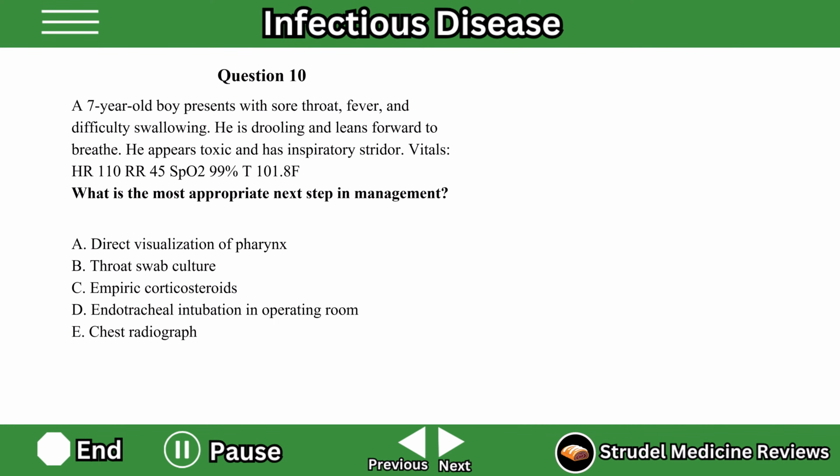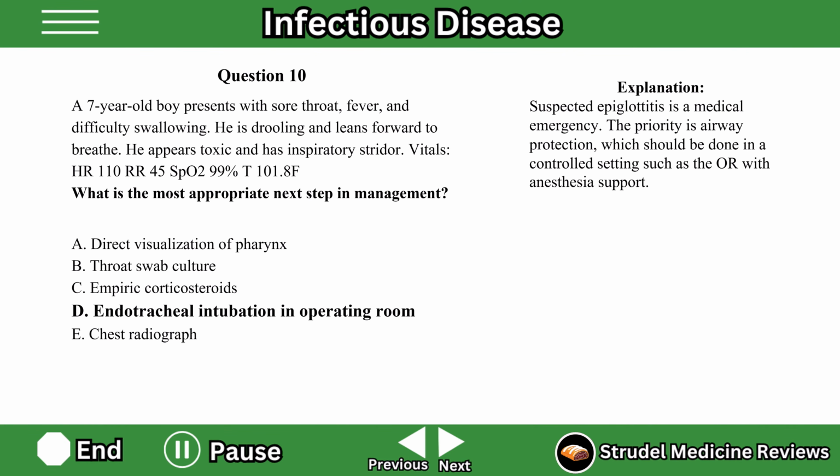So here you should be thinking about D, which is intubation due to suspected epiglottitis with evidence of respiratory compromise given his tachypnea with respiratory rate of 45. So your priority will be airway protection. So anytime you have an unstable patient like this, remember your ABCs, airway, breathing, circulation.